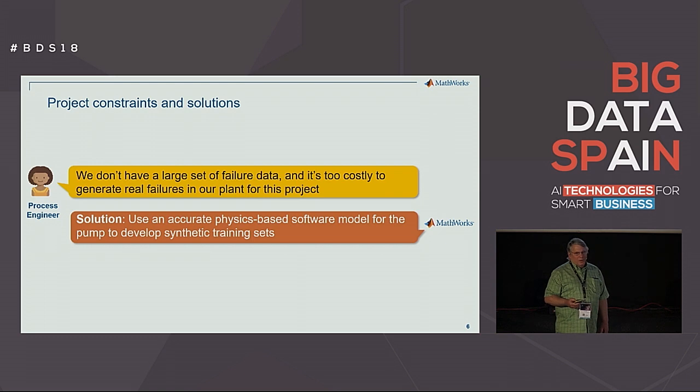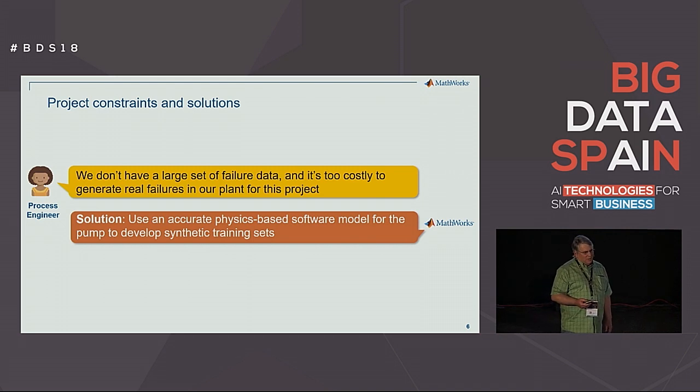Now, before we start, we actually have a lot of constraints and a lot of challenges with a project like this. The first huge problem that we have is we don't have a large set of failure data, and it's very costly to generate failure data in our plant, and we're just not going to do that. So what we're going to do is build a very accurate physics-based model for the asset, and we're going to use that to generate synthetic data that we will then use to train our machine learning model.